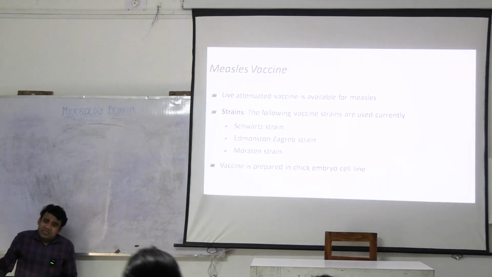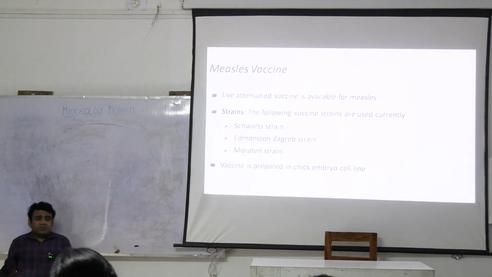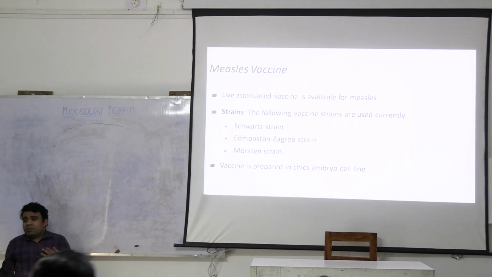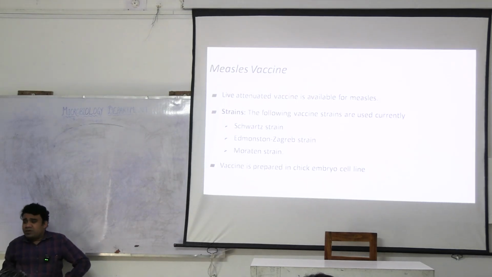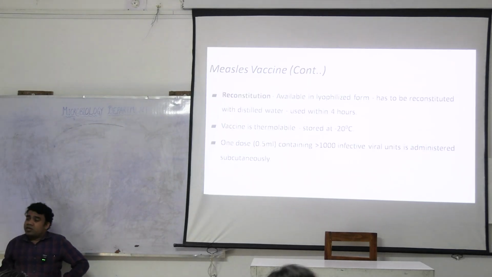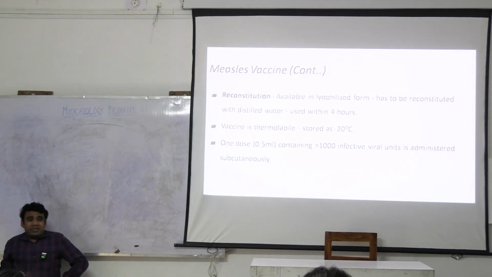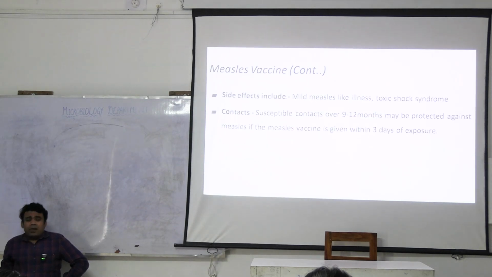Now coming to vaccine, again, measles is a vaccine preventable disease. Many strains are given, Schwartz or Edmonston-Zagreb strain is more commonly given, and the vaccines are live vaccines prepared with the measles strain, and this is given commonly at 9 months of age. Nowadays, measles vaccine is combined with rubella and mumps vaccine.